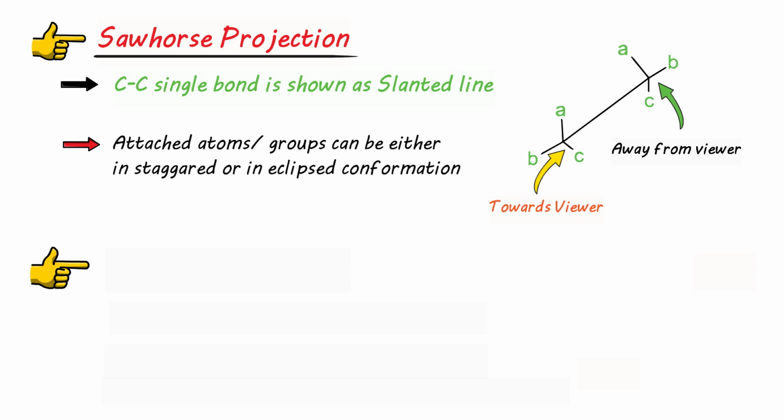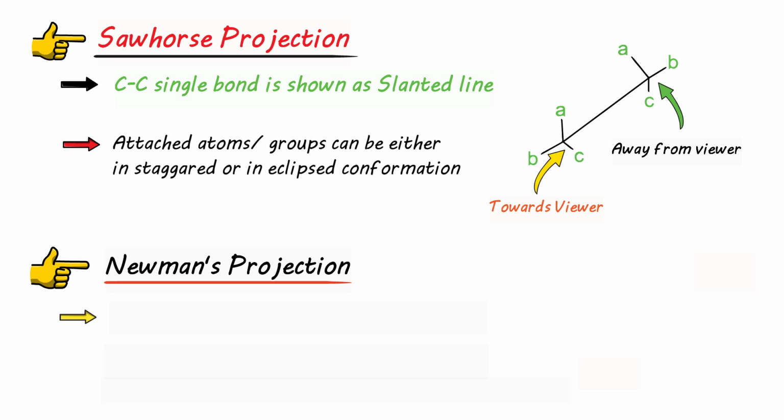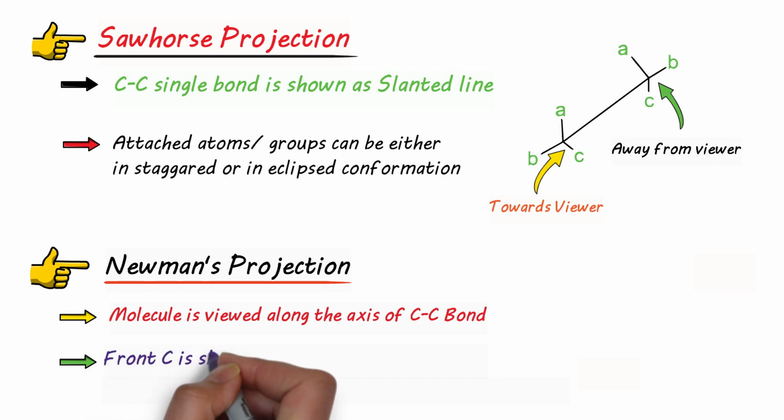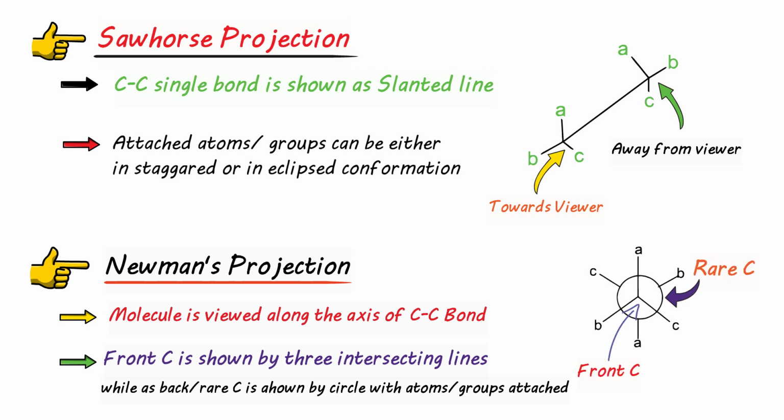And next is Newman's projection. In this projection, the carbon-carbon bond axis is towards the viewer. The front carbon is shown by 3 intersecting lines, while the rear or back carbon is shown by a circle to which atoms or groups are attached, and these atoms or groups may be in staggered or in eclipsed conformation. These two representations are usually discussed once we talk of conformations. We shall be talking about that hopefully later on.